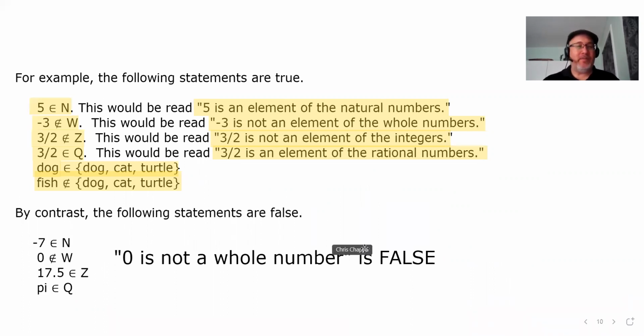And lastly, pi is an element of the rational numbers. The rational numbers are all of your ratios of integers, but as decimals, they are decimals that either end or eventually repeat. Pi does not end, pi does not eventually repeat. Pi is not a rational number, so saying it is a rational number is a false statement.